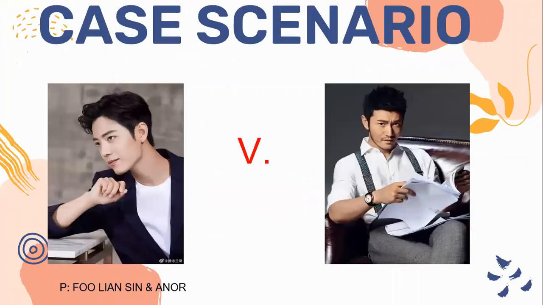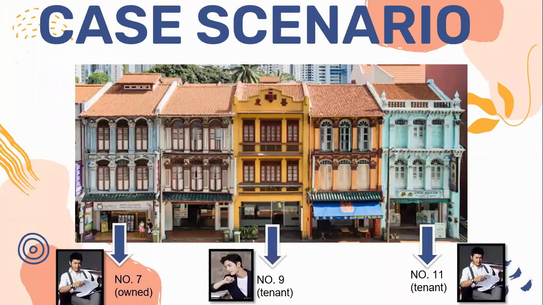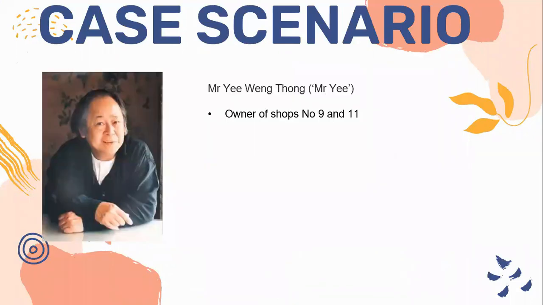The parties involved in this case were Fu Lianxin and another and Ng Chunlin and another. From this picture, as you can see, the plaintiffs were the tenants of shop house number 9. The defendant, on the other hand, owned shop house number 7, which adjoined shop number 9. At the same time, the defendant is also the tenant of shop number 11. The owner of both shops, number 9 and number 11, was Mr. Yi.